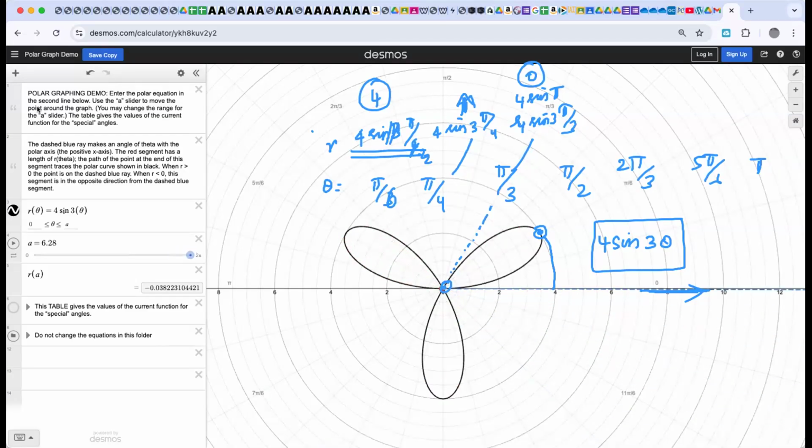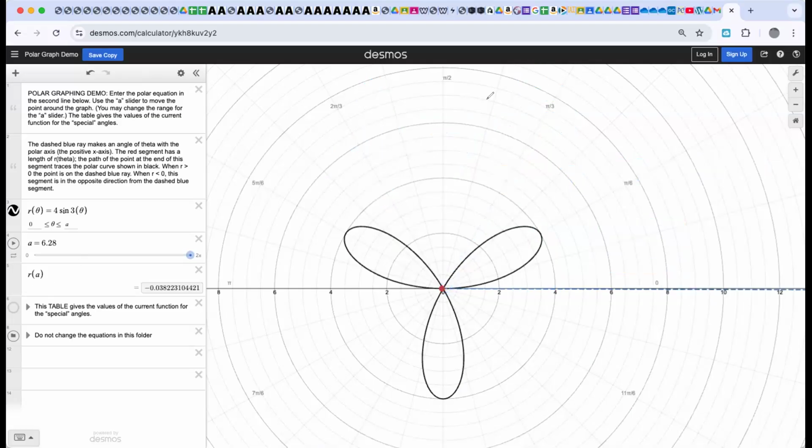Let me erase this. For cos odd, meaning 4 cos odd means this one. When you have this as an odd number, right? In that case, you will have 3 petals. Okay, any other questions here?